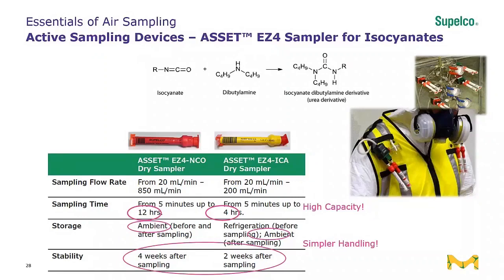For the ICA sampler, the recommended sampling, again, is up to 4 hours. These do require refrigeration before sampling, but can be held at ambient after sampling. There will be no change to the compounds after sampling. And then stability for the NCO sampler is 4 weeks after sampling, and the ICA sampler is 2 weeks. So again, that gives the industrial hygienist, the EHS professional, time to deal with these without having to deal with any post operations or shipping of hazardous chemicals.